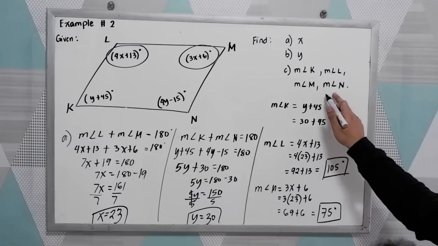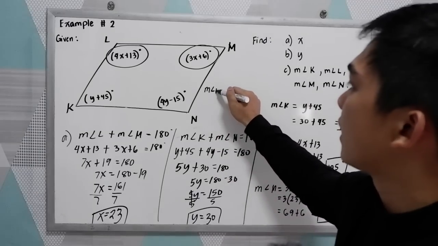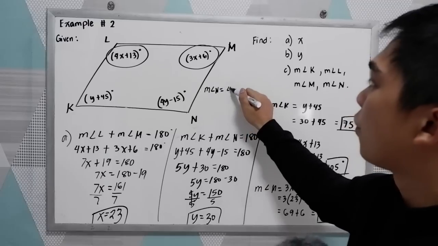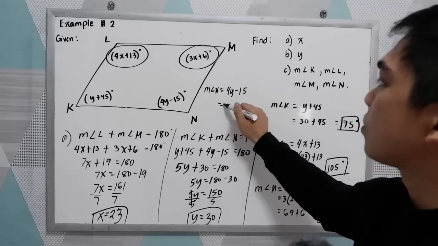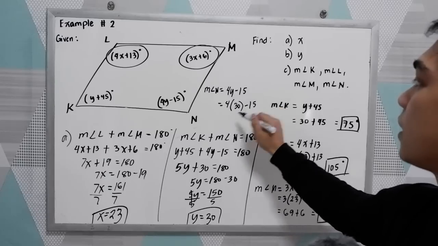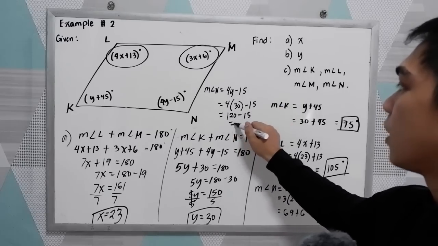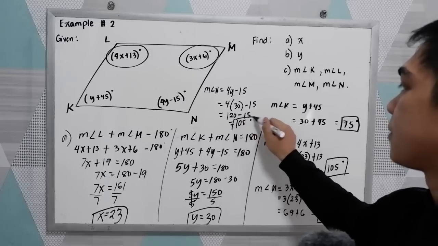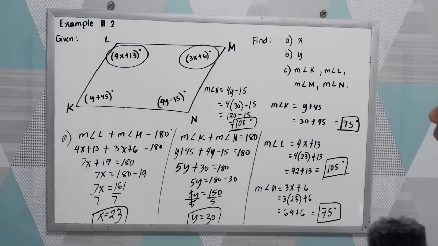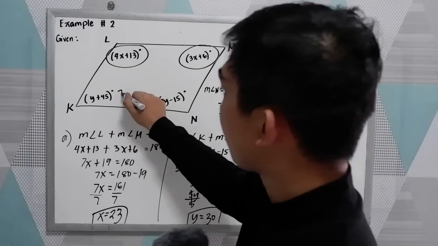And last, measure of angle N. So measure of angle N is equal to 4y minus 15. So we have 4 times 30 minus 15. 4 times 30 is 120, minus 15, is 105 degrees. So this is 105, and this is 75.